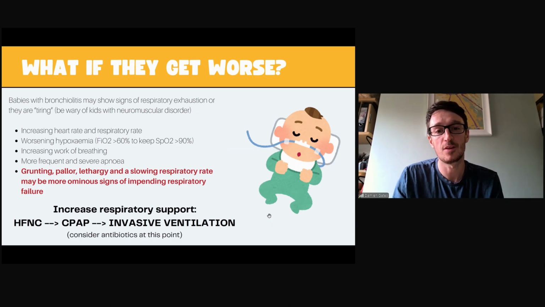Things that I would look for that show that maybe things are really going on a downward spiral would be grunting, which is auto PEEP that the baby's generating, trying to keep the small airways open, pallor, lethargy, and a slowing respiratory rate in this setting, because that might be a sign that they're not able to keep up anymore. And if you see these things happening, that would probably be an indication to increase your respiratory support. And we usually do this sequentially now: high flow to CPAP to invasive ventilation. And I would say if you see a baby who's really struggling like this, you maybe should consider antibiotics at this point in case there's a superimposed bacterial infection.